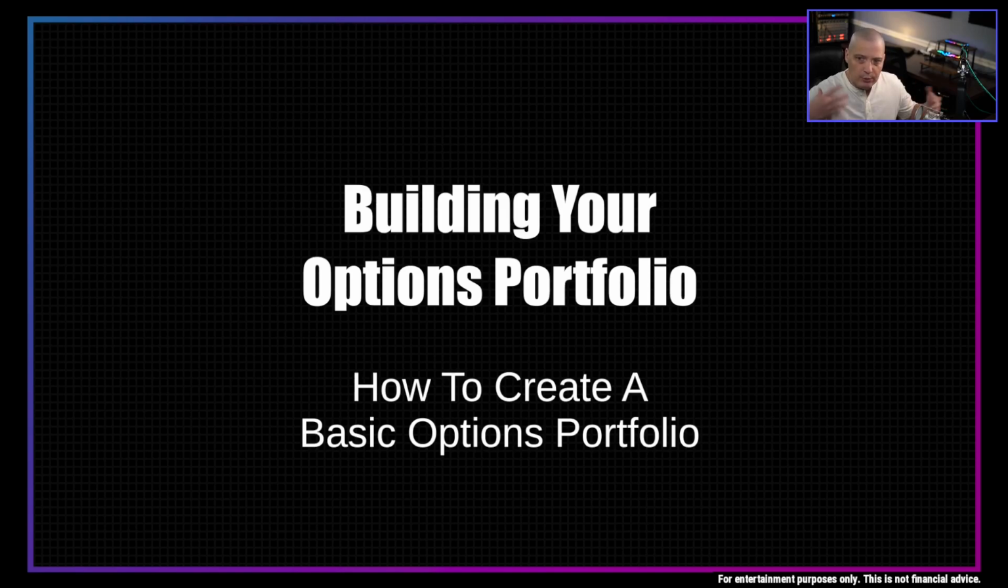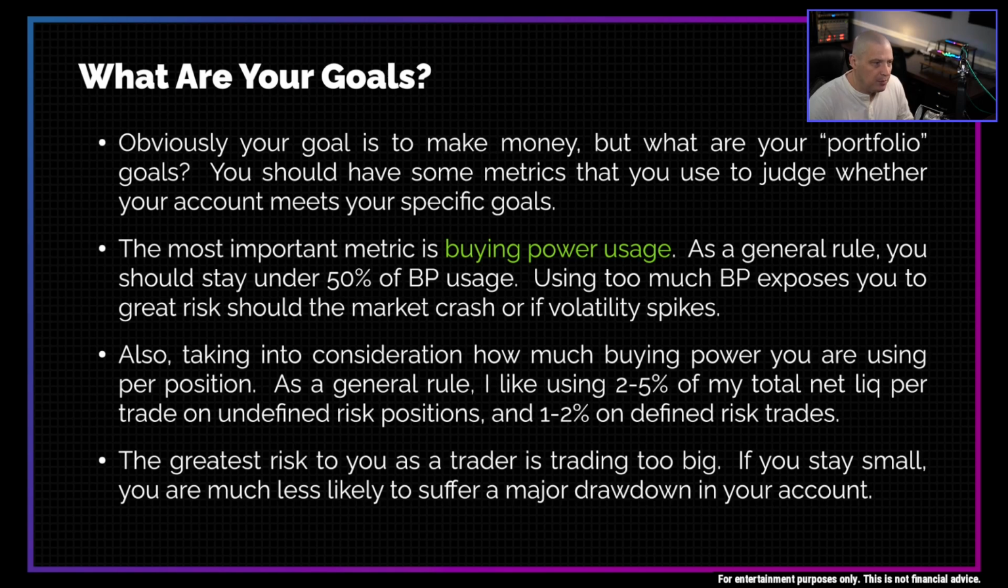So why do I have all of those various options positions on? How do I arrive at some of my decision making on entering some of those trades? Well, first of all, if you're creating an options portfolio, you need to know what your goals are. And by goals, I don't mean the obvious, my goal of trading, of course, is to make money. I'm not talking about that as a goal. I'm talking about what are your portfolio goals. Basically, do you want to primarily be a bullish trader or a bearish trader or a neutral trader? You should have some basic metrics that you use to judge whether your account meets your specific goals.